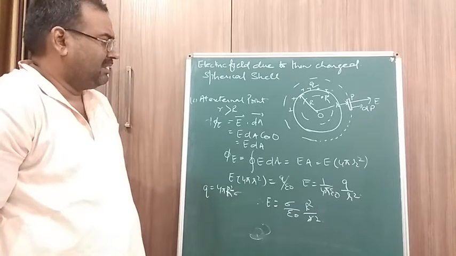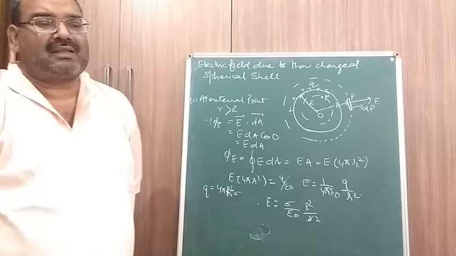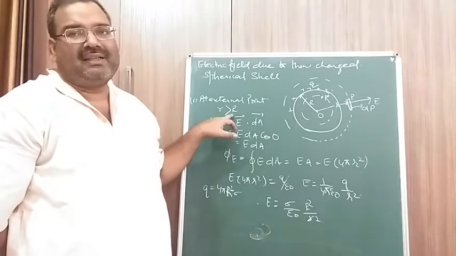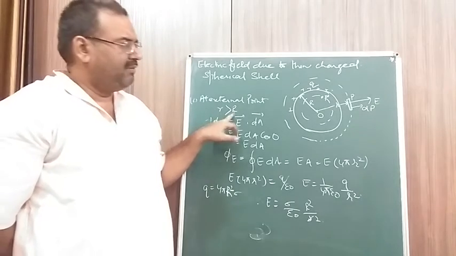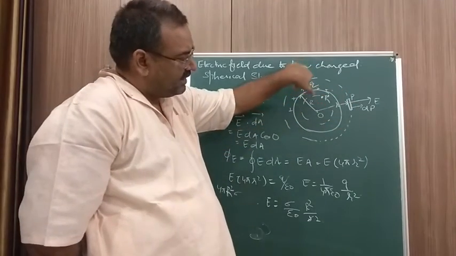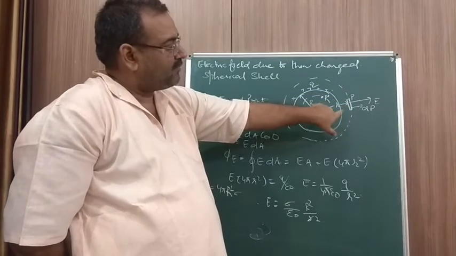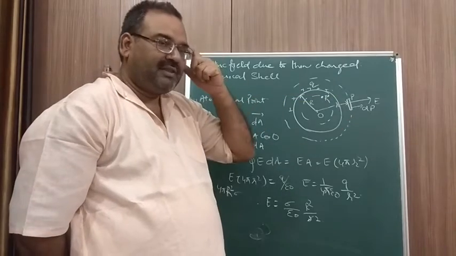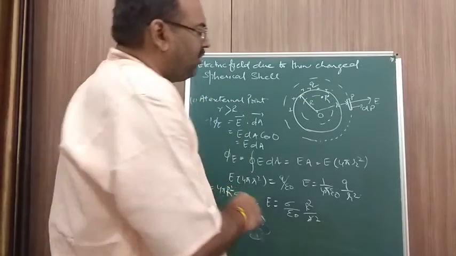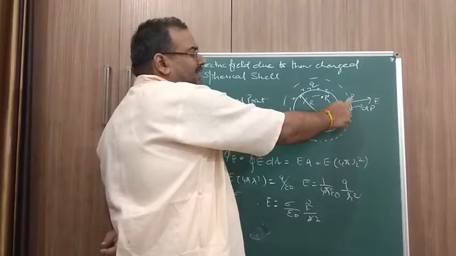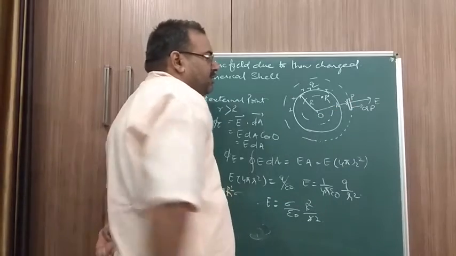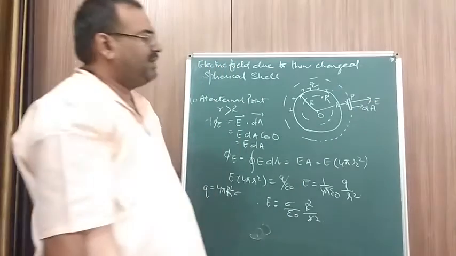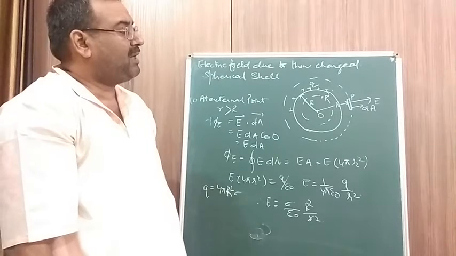Let us consider the distance r. Small r is the distance at which the electric field is to be calculated. So small r is greater than the radius of the shell. We'll draw a Gaussian surface at the point P, which is at a distance r from the center of the sphere O. At this point P, we draw a Gaussian surface. It will be a spherical shell. Now we take a small elemental area on this Gaussian surface.